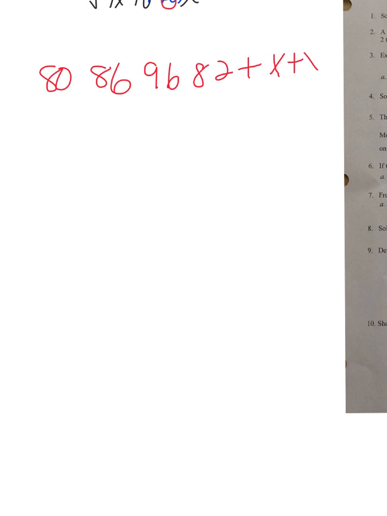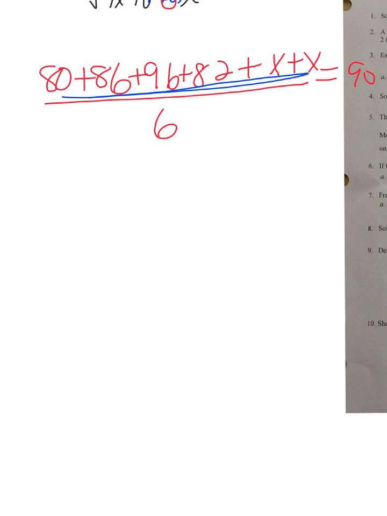So these are my scores. I have 80, 86, 96, 82. Those are my 4 test scores. Now I want to know, what do I need on the next tests? I'm going to call them X. And when I add up all my scores, which are 6, it has to equal 90. All right, so we're going to combine like terms on the top. So 80 plus 86 plus 96 plus 82 is 344.